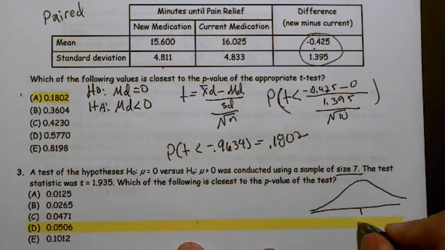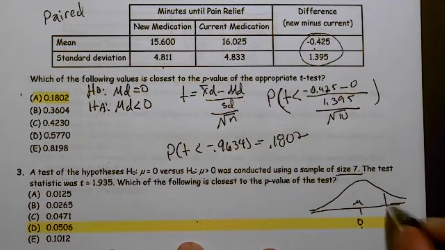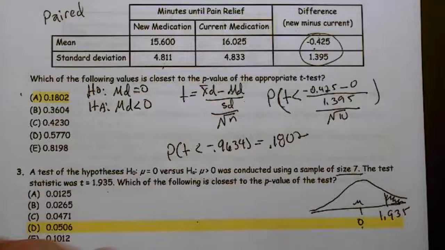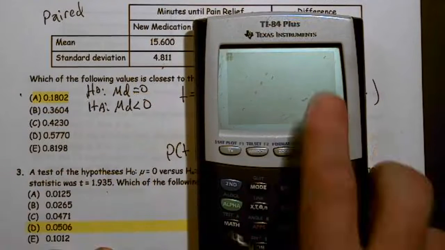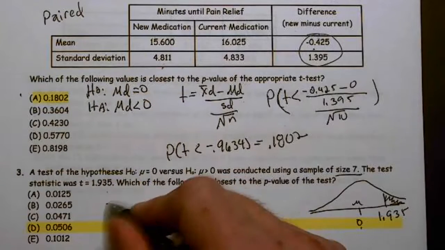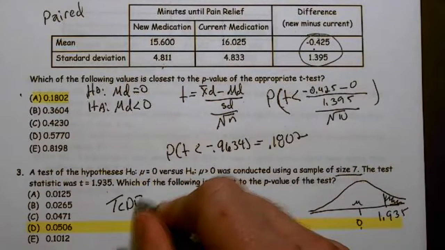All right, so what we have is a t-statistic, and we know the t distribution is centered on 0. So that's the mean of the t distribution. And they gave us a t-statistic of 1.935. So I'm looking for this area. Well, this is kind of nice because there's not a whole lot of work to show. This is going to be second vars, tcdf. So you probably should write this down, tcdf.